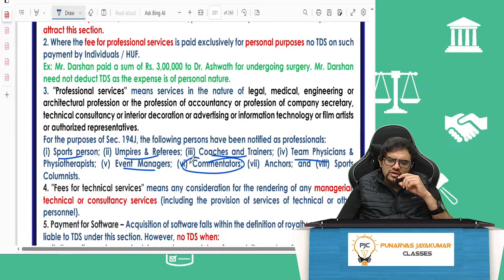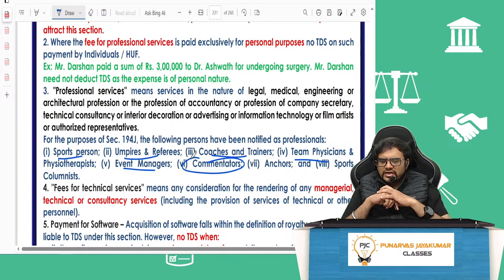Sportsperson, payment to Virat Kohli, 194J. Payment to Josh Butler, not under 194J. Payment to an Indian umpire, 194J. Foreign umpire, 195. So, all that you need to see.